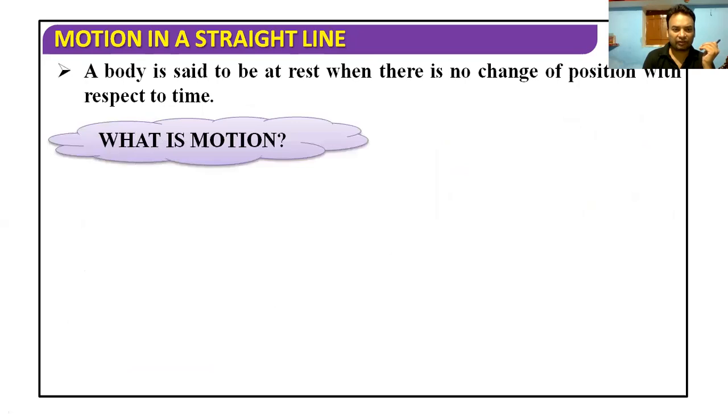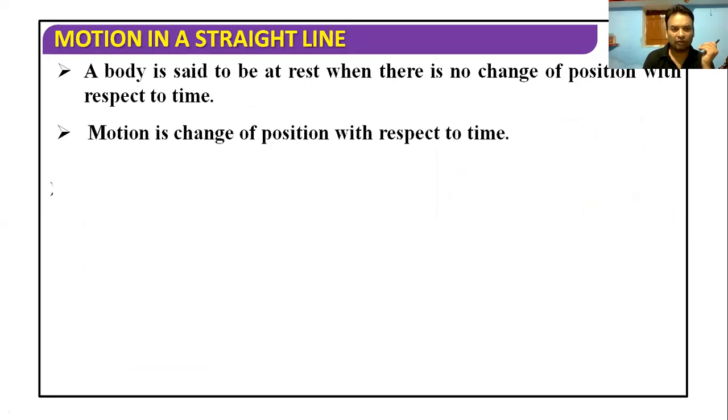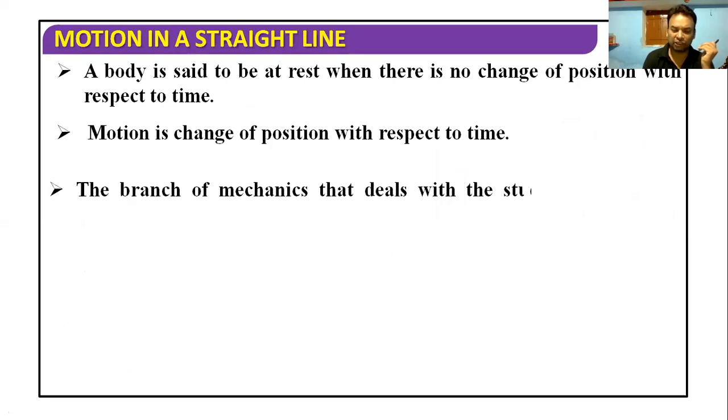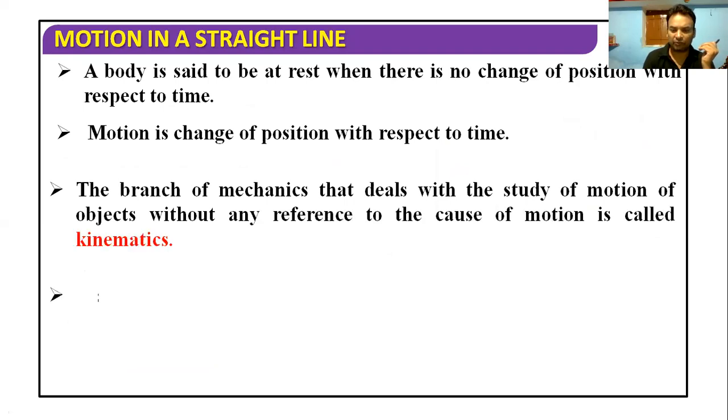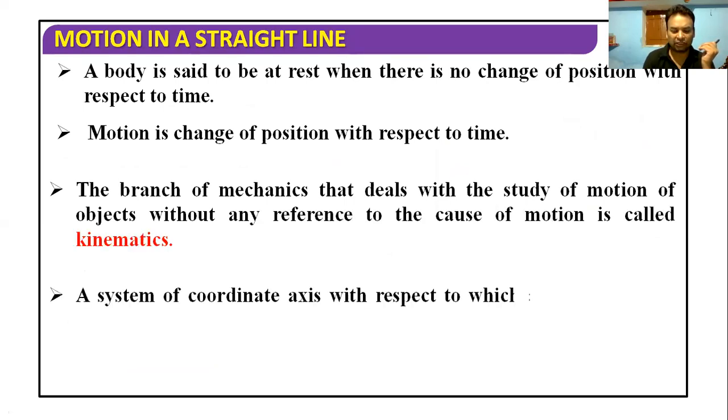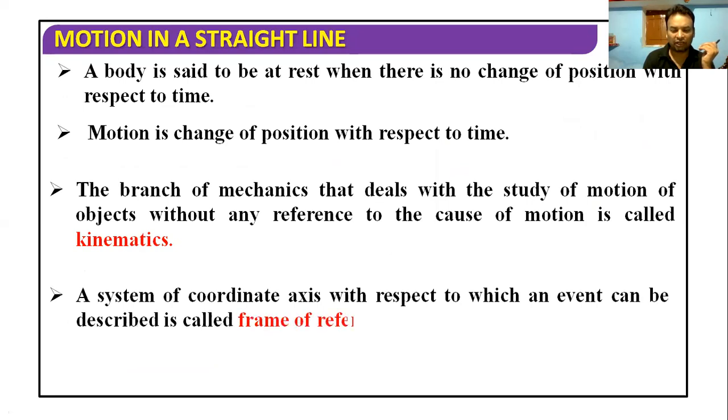Now, what is rest? A body is said to be at rest when there is no change of position with respect to time. And what is motion? Motion is the change of position with respect to time. So in this chapter, kinematics, we are studying motion in a straight line.